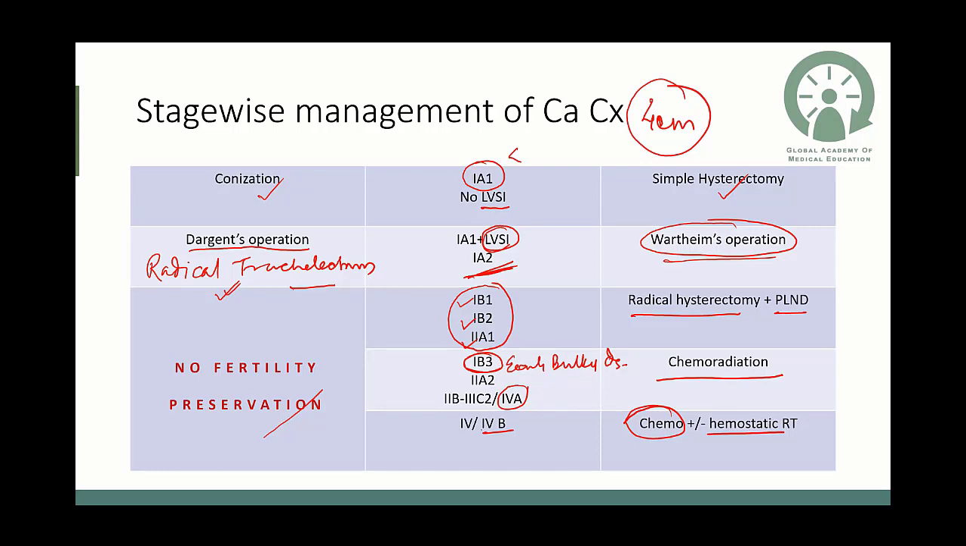When it becomes stage 4B, some people consider the entire stage 4 in this stage, particularly depending on where the lesion is or how much radiation. But that is mostly clinical discretion. So let us not go into this controversy, and remember, still stage 3 it is chemoradiation and stage 4 is chemo plus minus hemostatic RT if required.